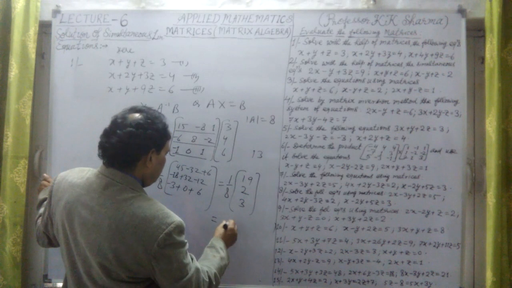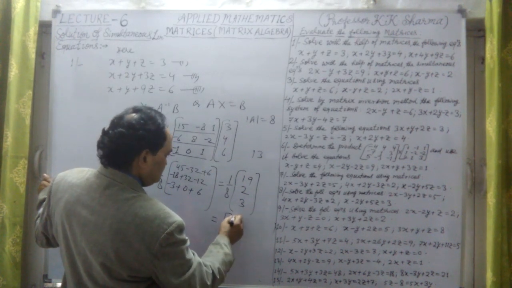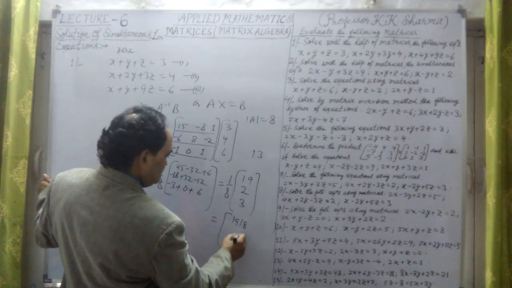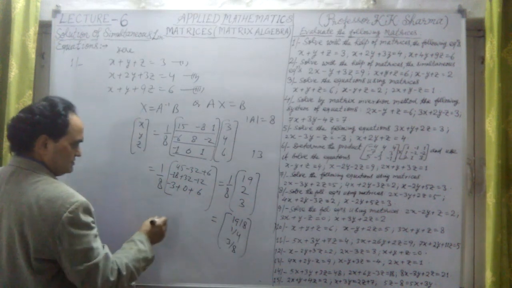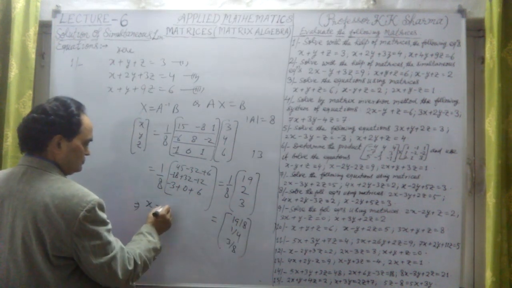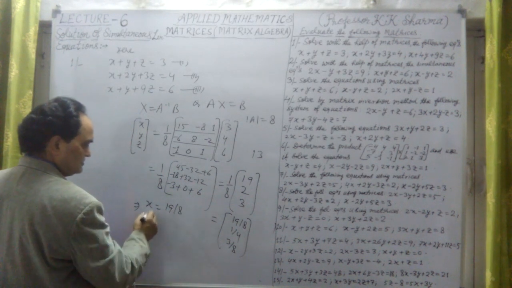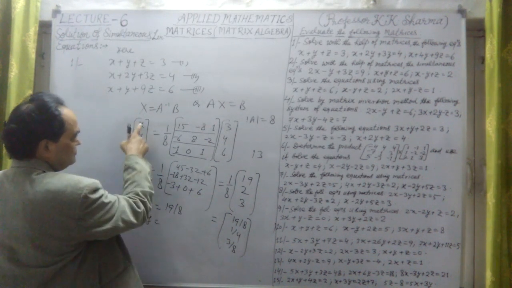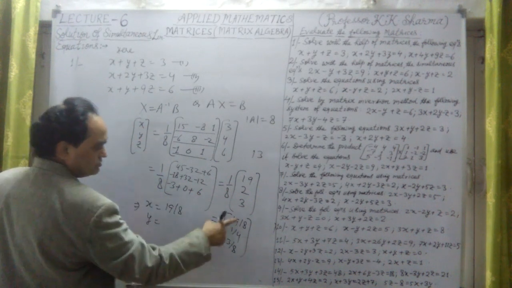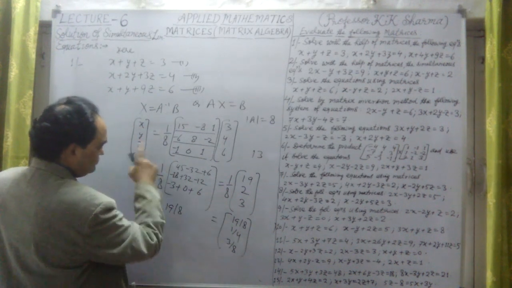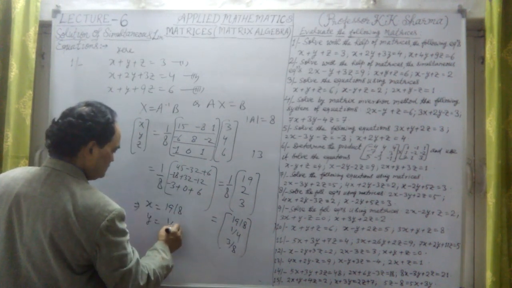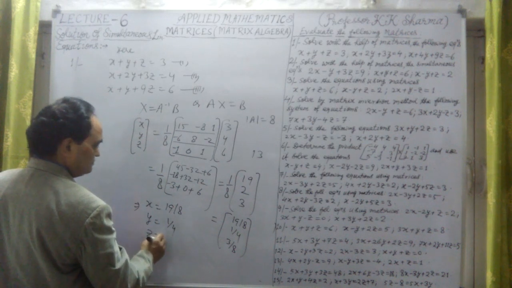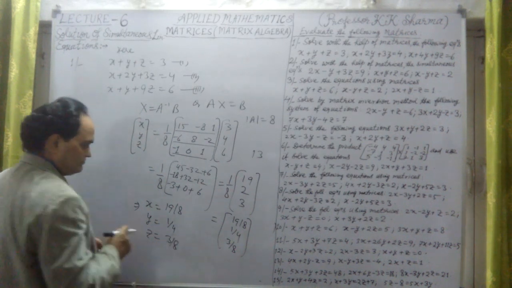Therefore, the first value is 19 upon 8. This is 2 upon 8 is 1.4, and this is 3 upon 8. These values are of x, y, z. This implies that x is equal to 19 upon 8, y is equal to 1.4, and z is equal to 3 by 8. Good.